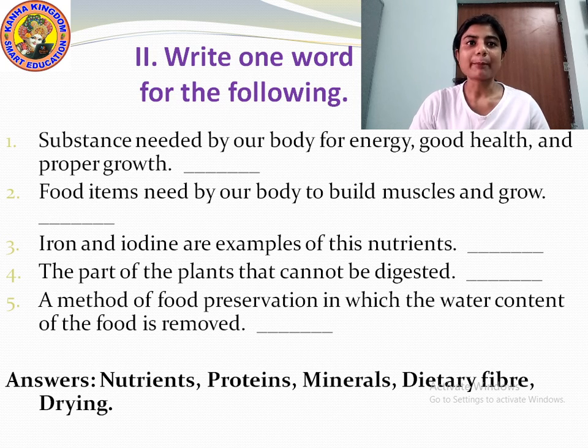Number five, a method of food preservation in which the water content of food is removed. The answer is drying, D-R-Y-I-N-G, drying. Drying is the method of food preservation in which water content of the food is removed, okay?